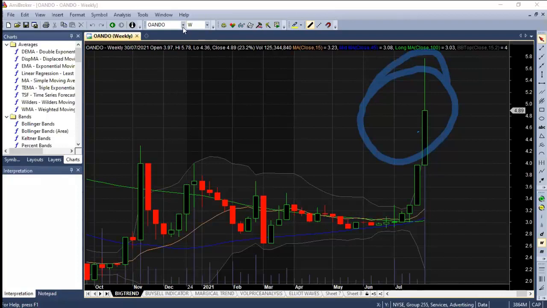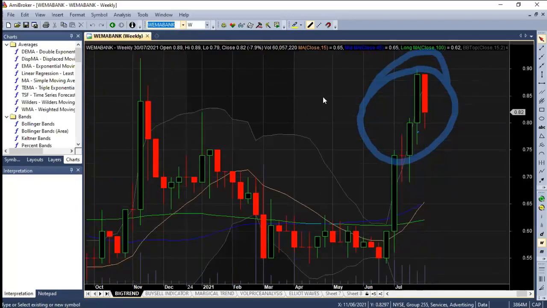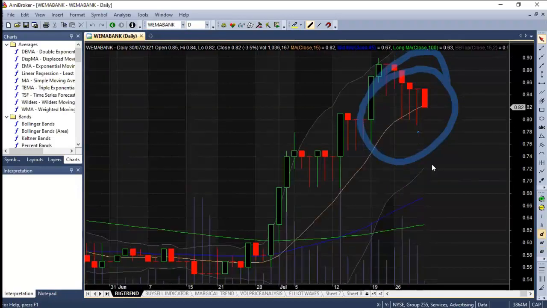Quick one, let's check Wema Bank. This is a Wema Bank weekly chart, but let me go to the daily chart to give us an idea what is happening in Wema. You can see in Wema on the daily chart, Wema is correcting. The correction is still there in Wema.